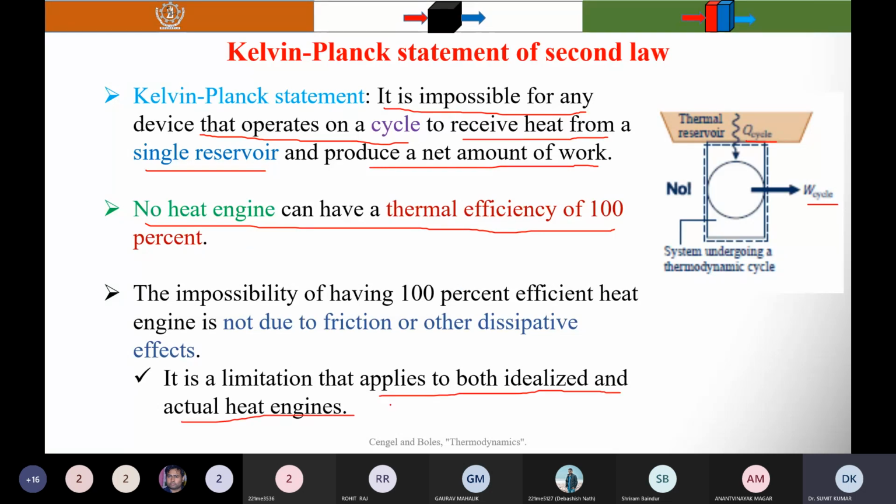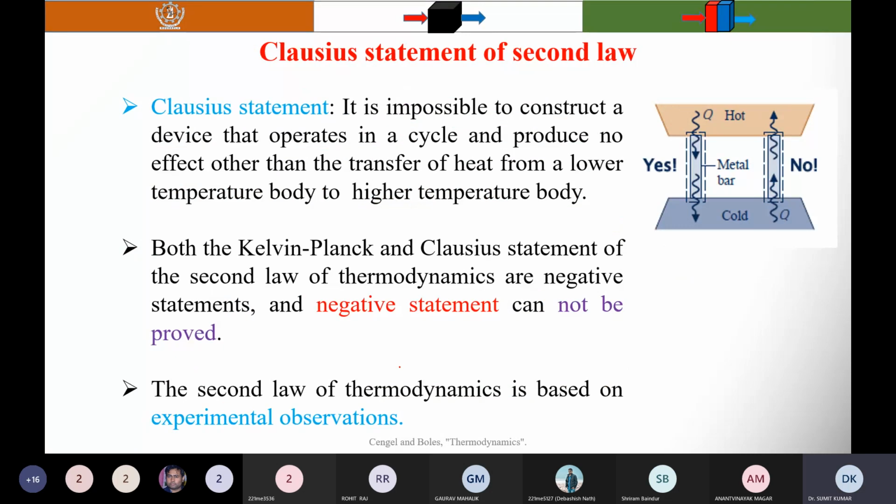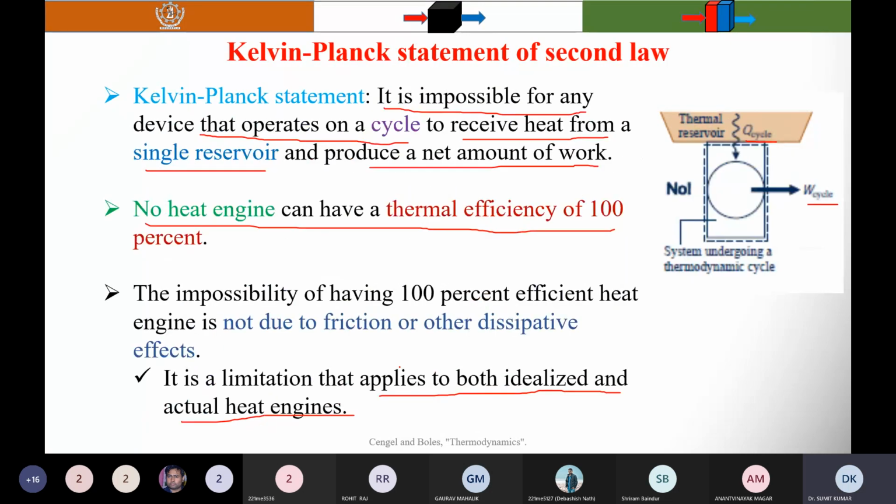There are two statements you can give for the second law. One is the Kelvin-Planck statement, and what is this? No heat engine works with only one reservoir, and it does not completely convert heat into work. It is always transferring some energy to the sink. So there is no device which works with one reservoir.